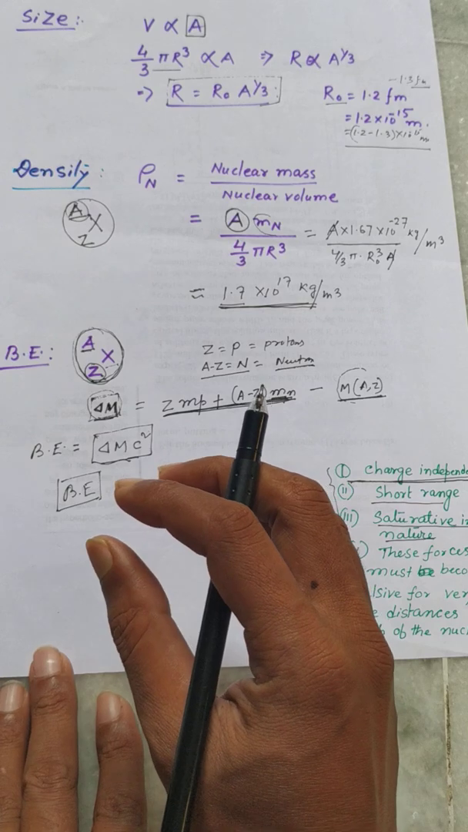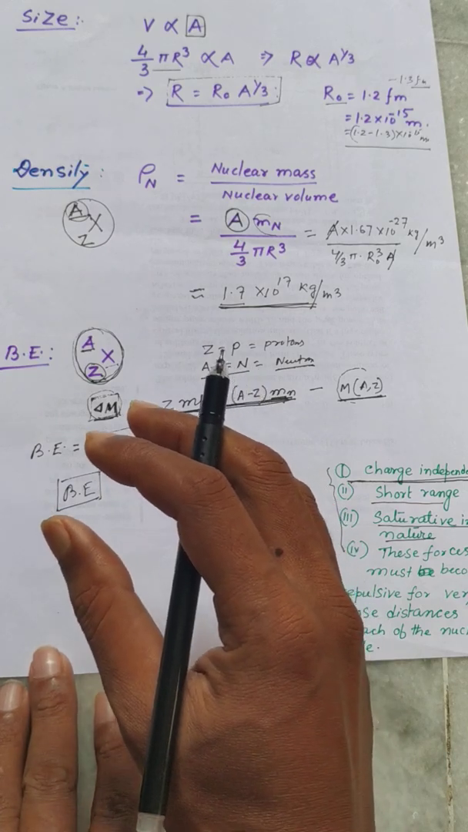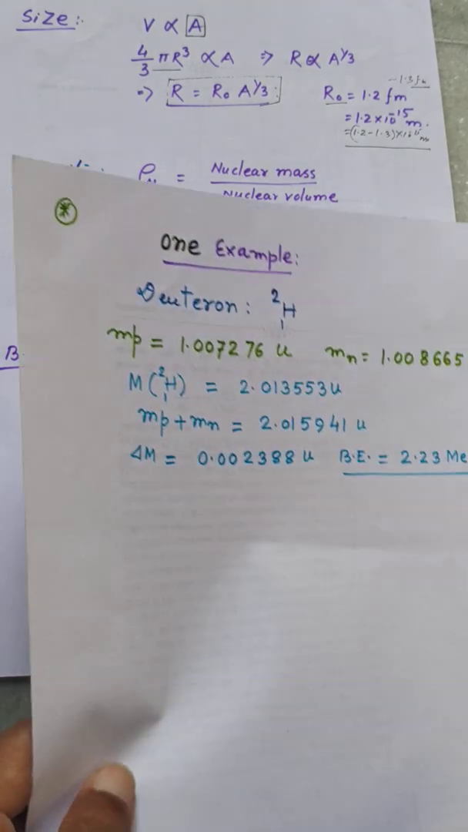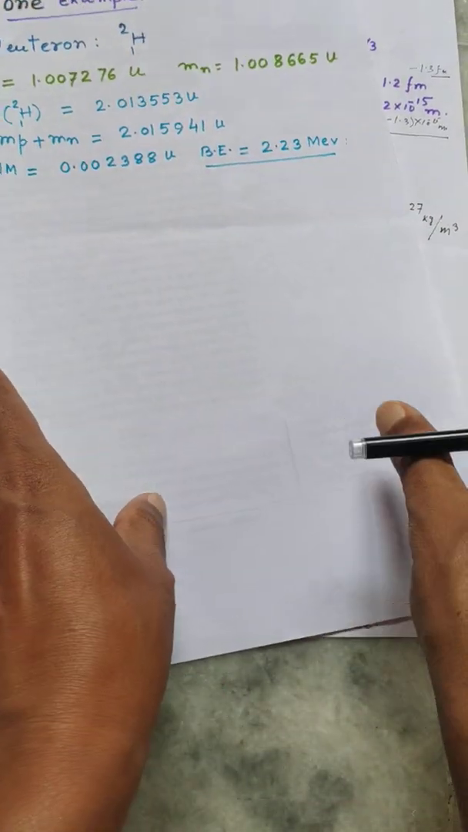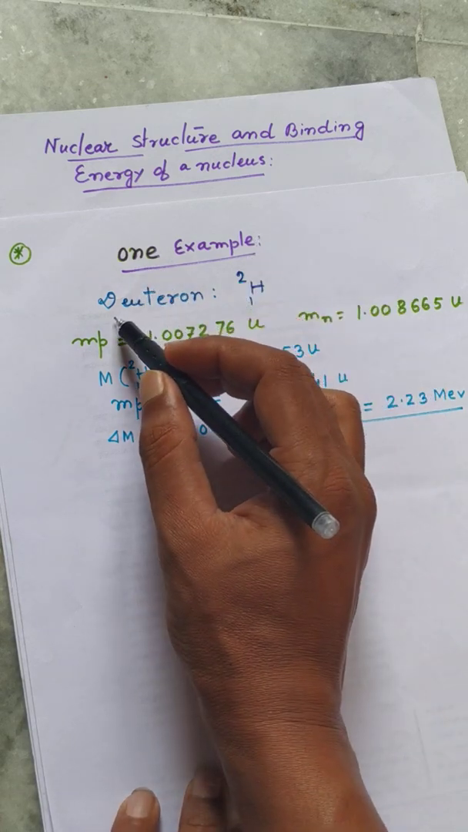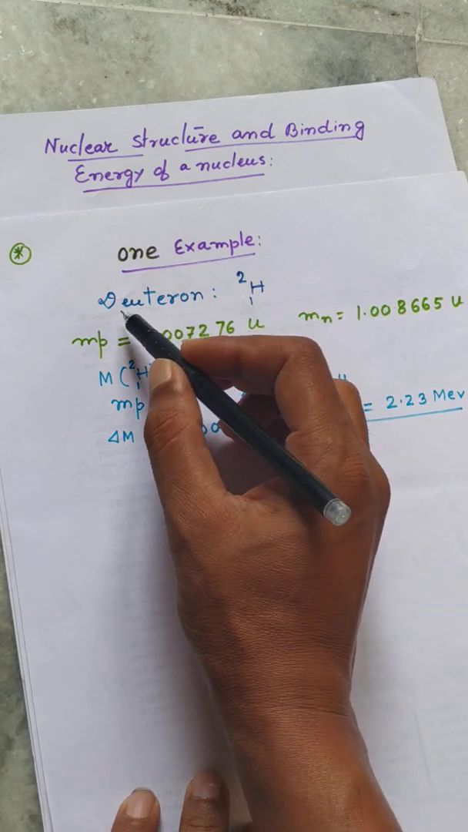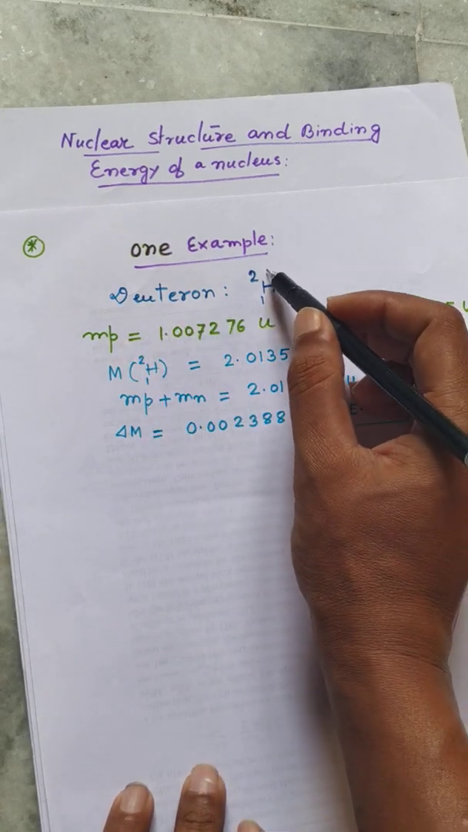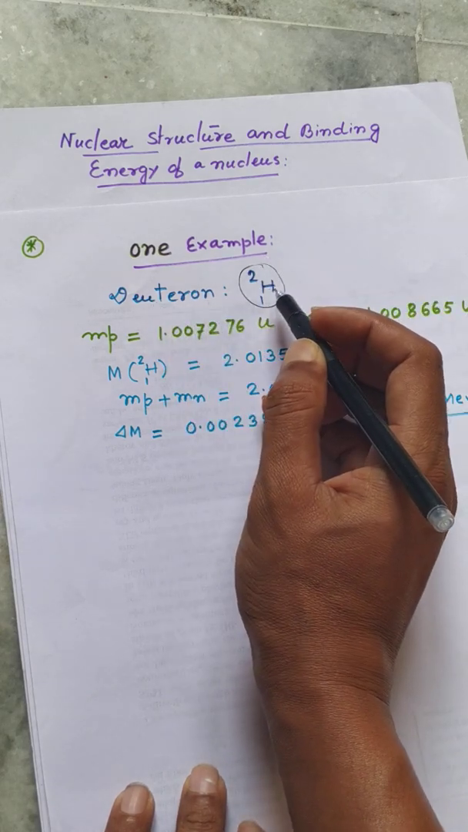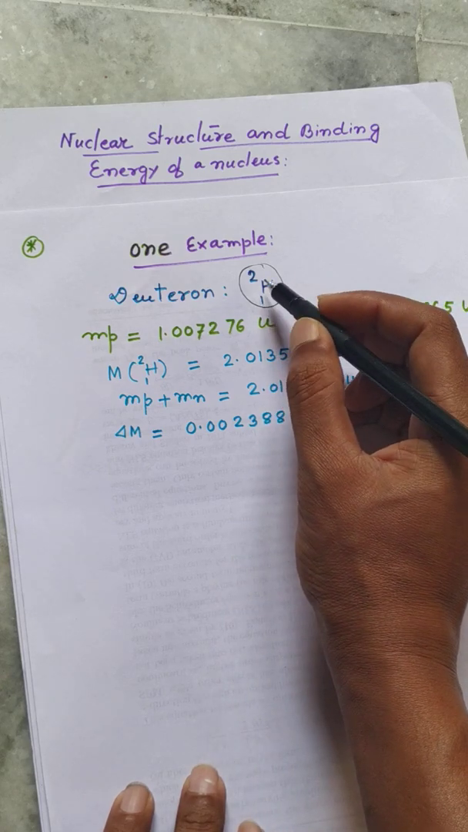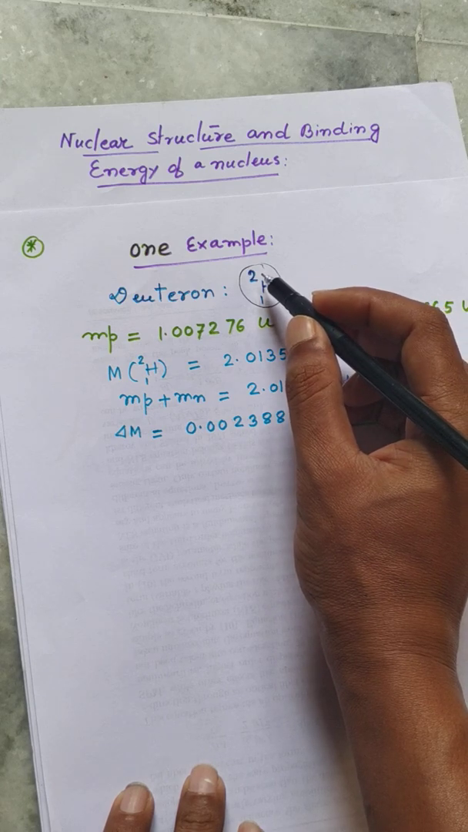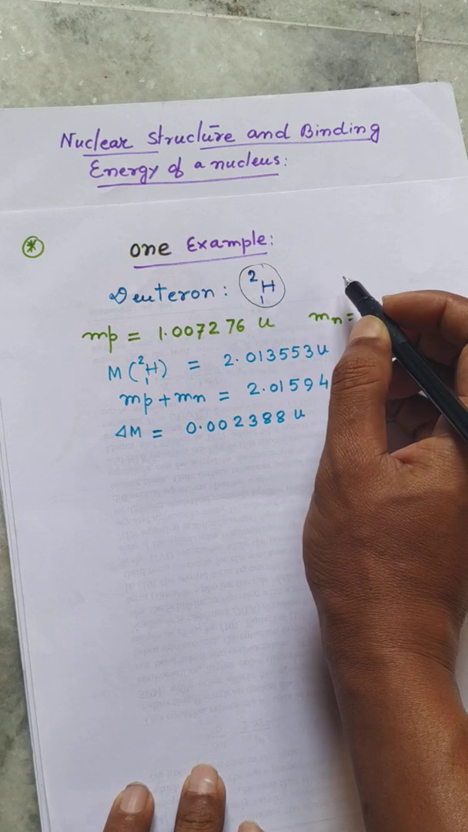Now, I want to calculate the binding energy of a nucleus. Let's see one example. Here I consider the nucleus 1H2. Actually, this is the deuteron, and the nucleus has one proton, and the mass number is 2, which means the number of neutrons equals 2 minus 1, so one neutron.